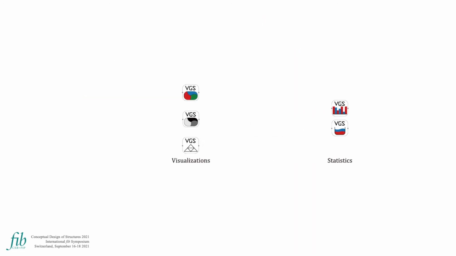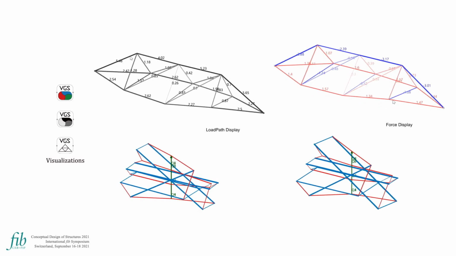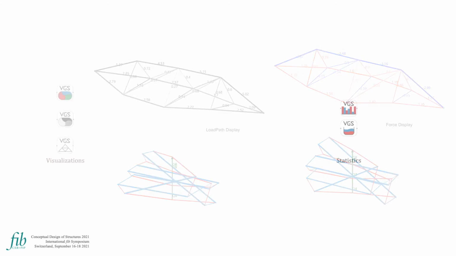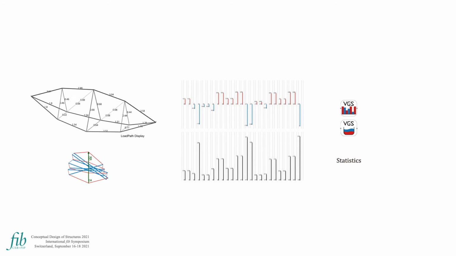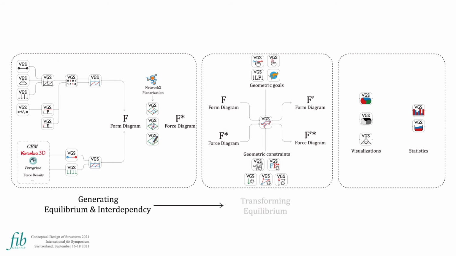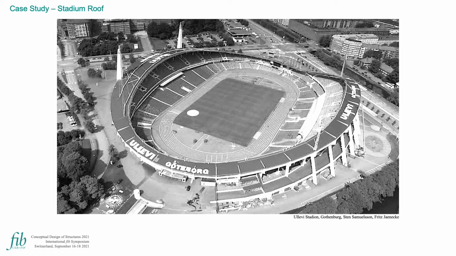In the third part, VGS provides a powerful real-time displaying system with which the solutions can be shown and evaluated in different ways while exploring structures. In addition, the built-in statistical tool helps to show the numerical status of the structure. VGS provides a complete workflow for users to do both aesthetic-oriented and performance-oriented form finding in the conceptual stage of design. In the last part of the presentation, we're going to apply the VGS tool to a case study.